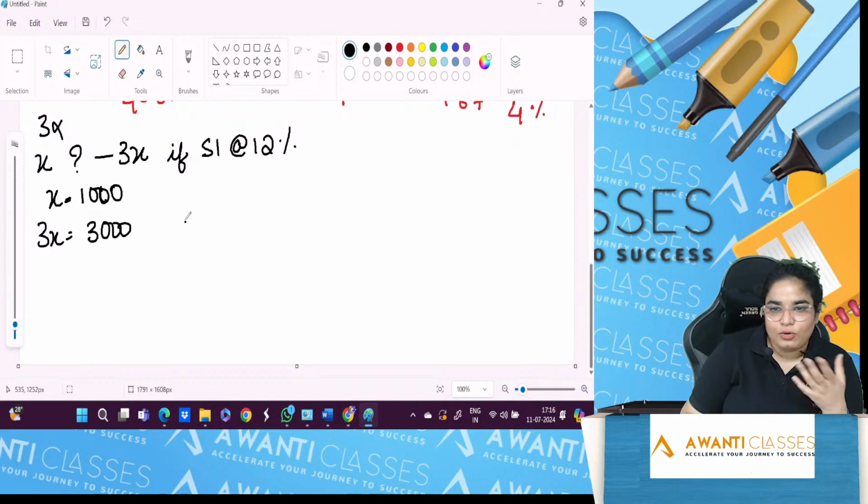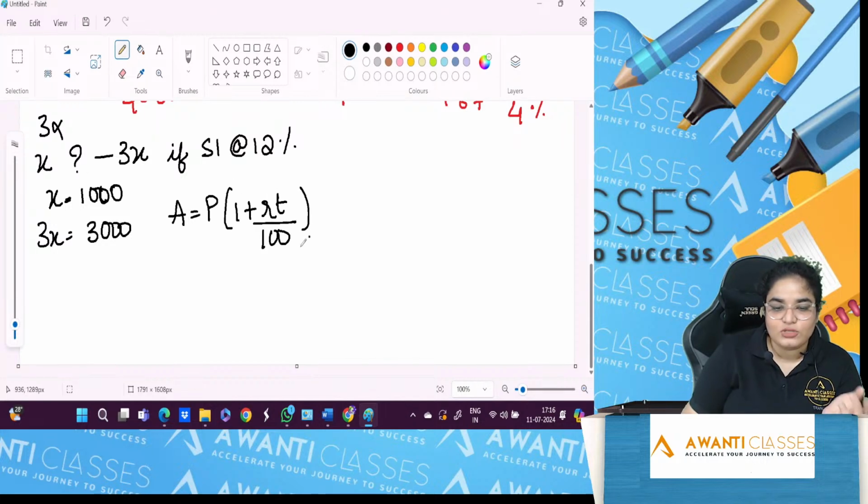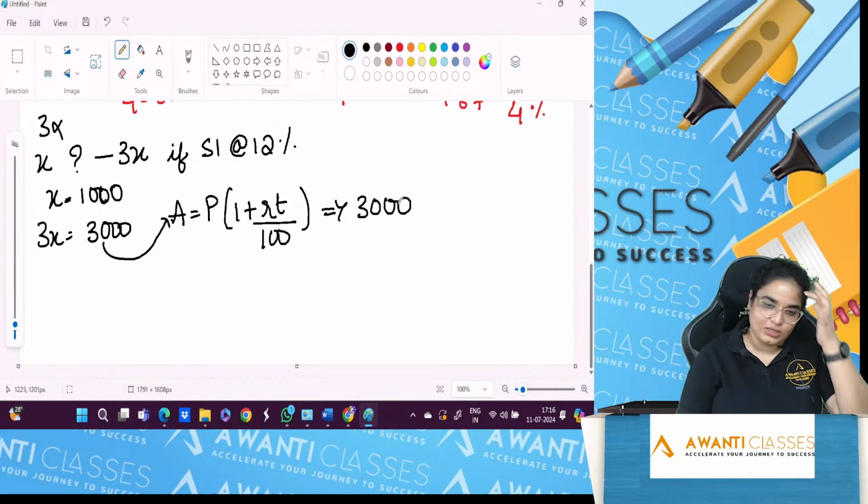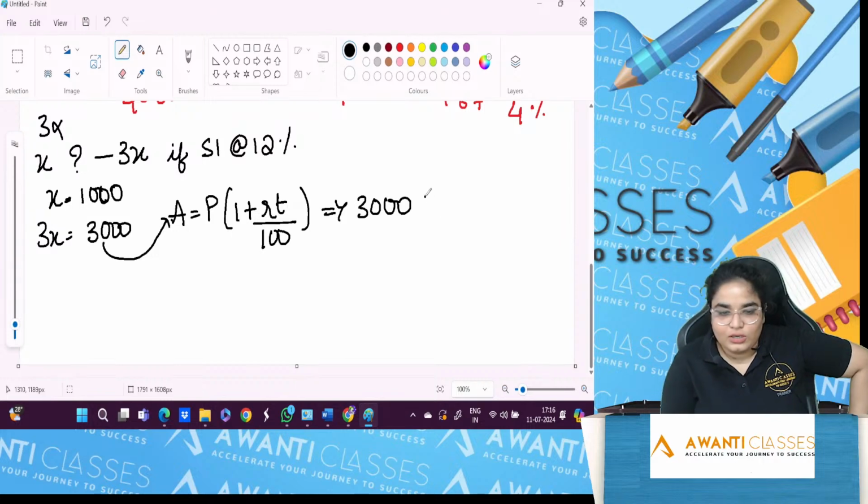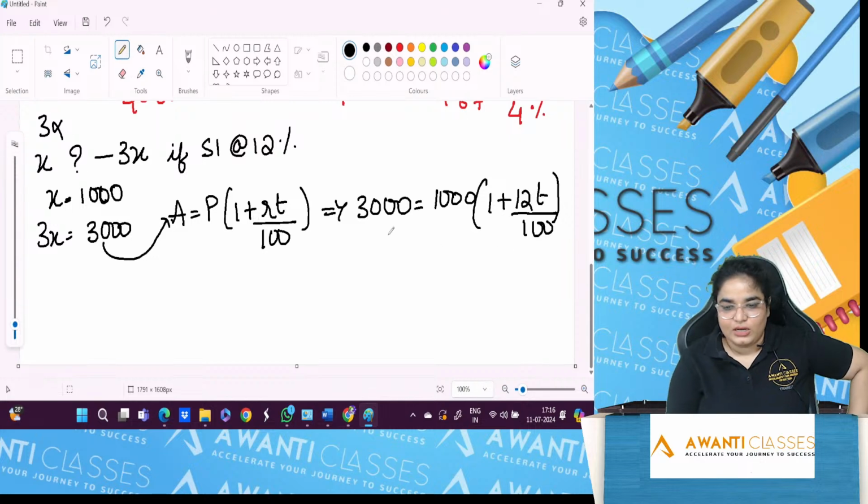Now, simply put in the formula. A is equal to P(1 plus RT divided by 100) for simple interest. A is 3000. In how many years has it become 3000? That is what they are asking us. So 3000 is equal to P, which is 1000, into 1 plus R, which is 12%, into T, 12T by 100.